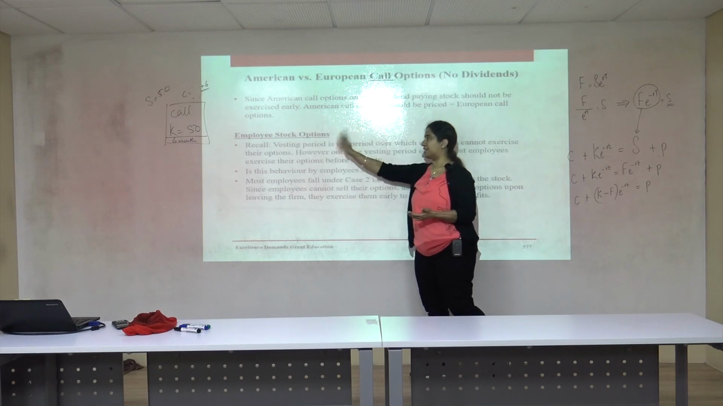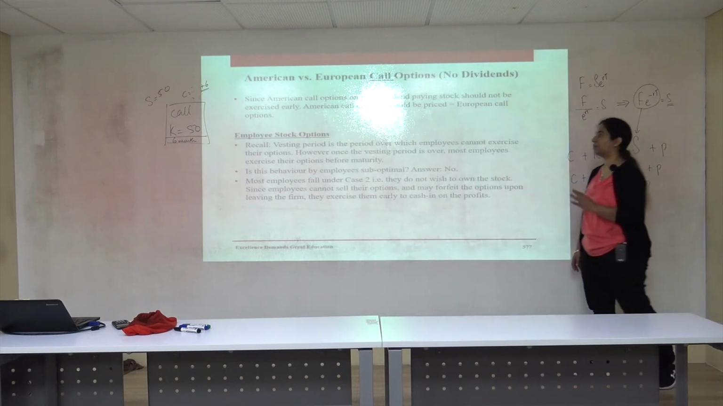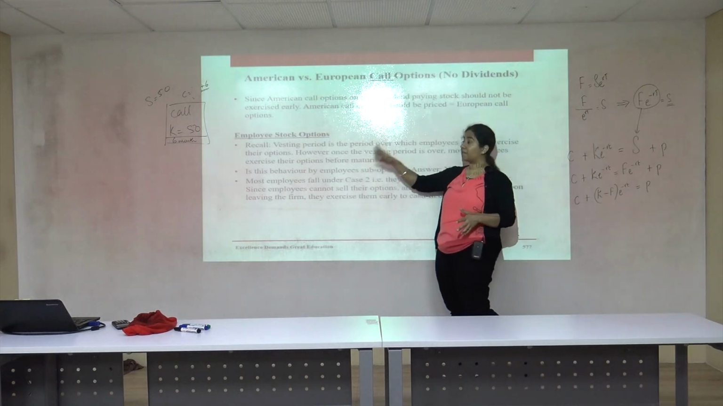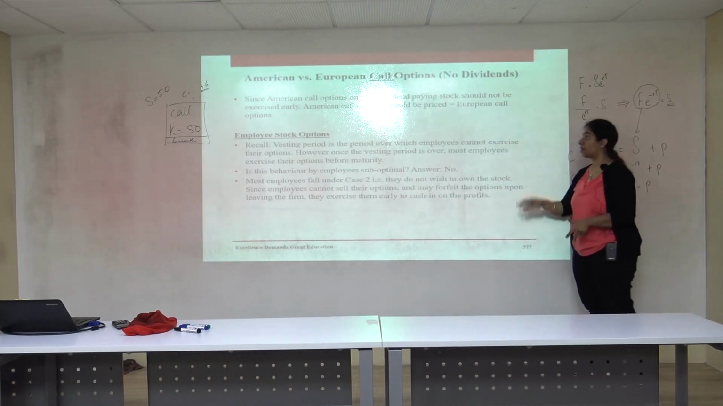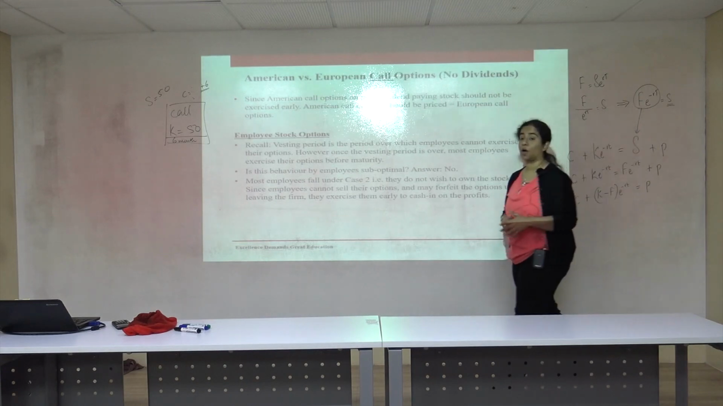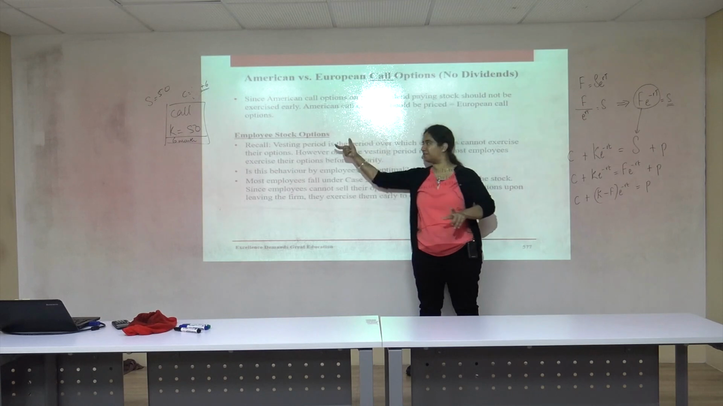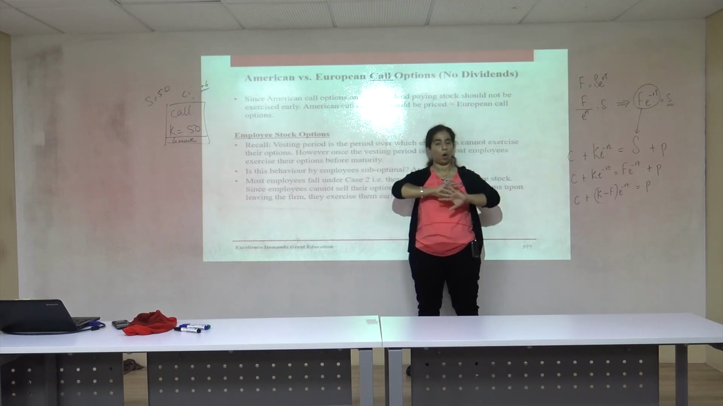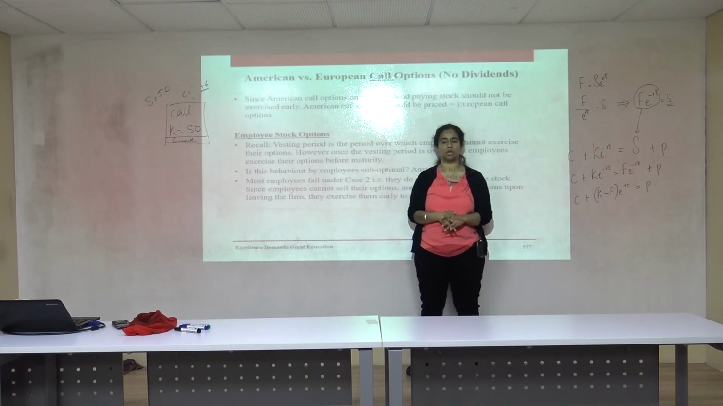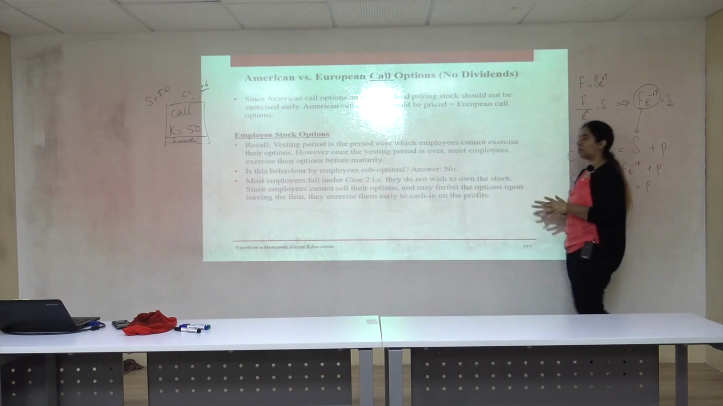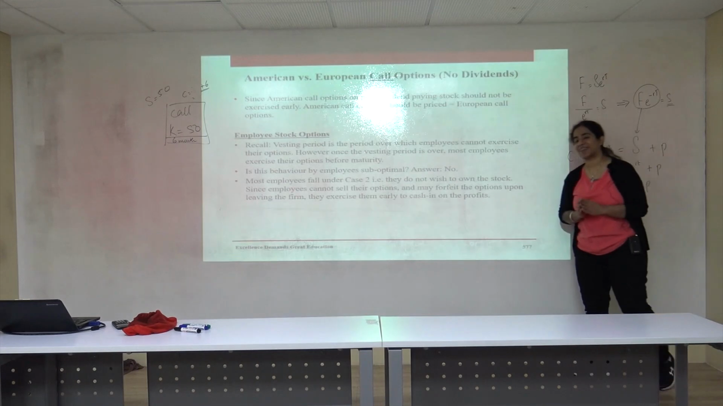So recall, vesting period is the period over which employees cannot exercise their options. However, once the vesting period is over, most employees exercise their options before maturity. So as soon as that window where you're not restricted from exercising is finished, all employees rush to exercise their options early. Question: why? Is this behavior by employees suboptimal? The answer is no, they're doing the right thing.